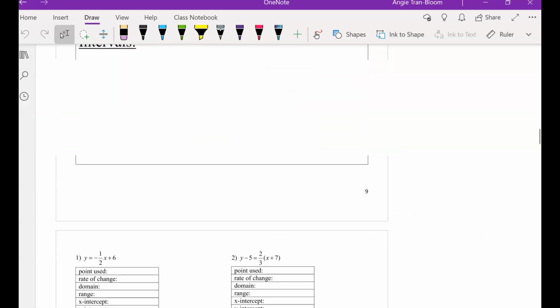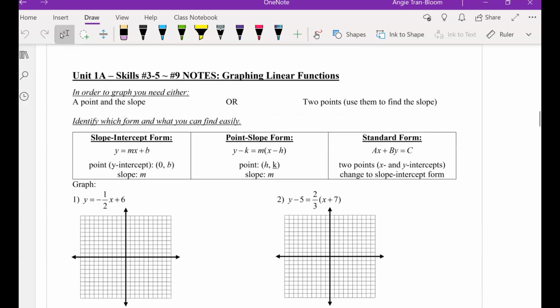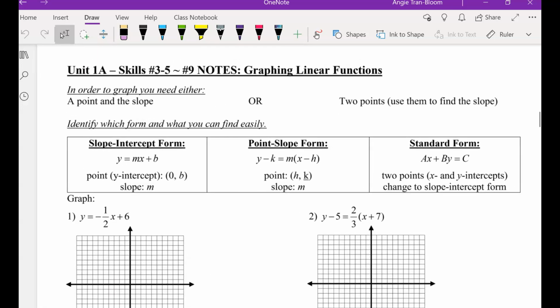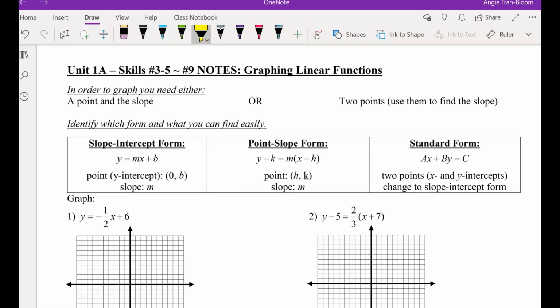Okay, let's graph. Some of you already know how to graph, okay? Let's remind ourselves really quickly. There are three forms of your linear. One is called the slope-intercept form, which is what you mostly know: y equals mx plus b. Then the point-slope form. Point-slope form is quite easy, by the way, to graph.